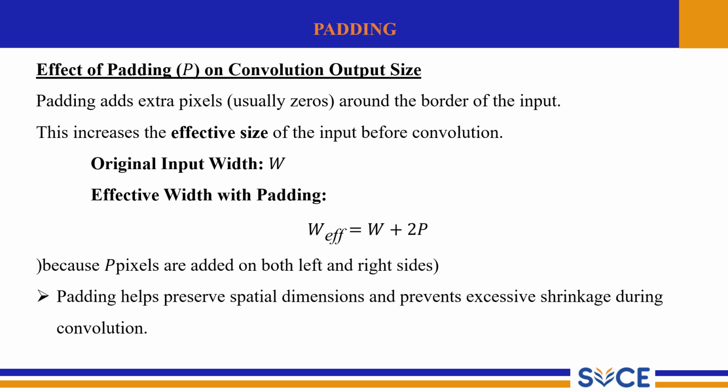As a result, the convolution filter can slide over more positions, including the edge regions. Padding helps preserve spatial dimensions, which ensures that boundary information is not lost and prevents excessive shrinking of feature maps as we go deeper into the network. In deep convolutional neural networks, this makes padding a crucial design choice for maintaining stable and meaningful feature representations.